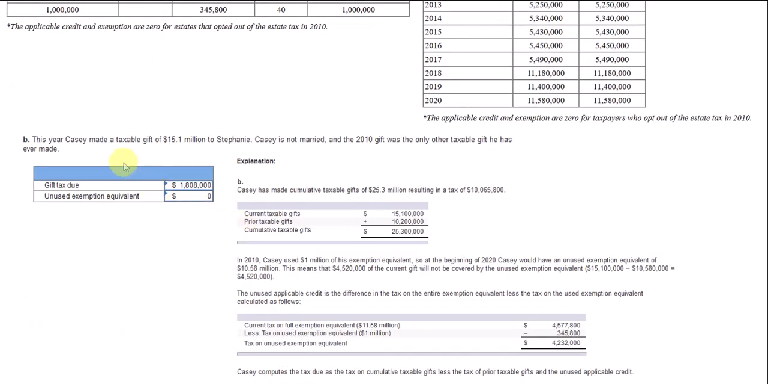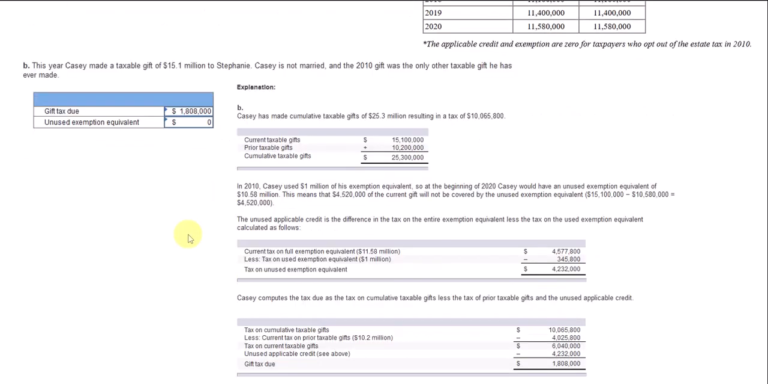Okay, now the answer to Part B, well, first off, what does Part B say? This year, Casey made a taxable gift of $15.1 million to Stephanie. Casey's not married, and the 2010 gift was the only other taxable gift he's ever made. Okay, so we have to come up with that $1,808,000. That's the answer, $1,808,000. How do we do that? Well, let's look at the explanation here.